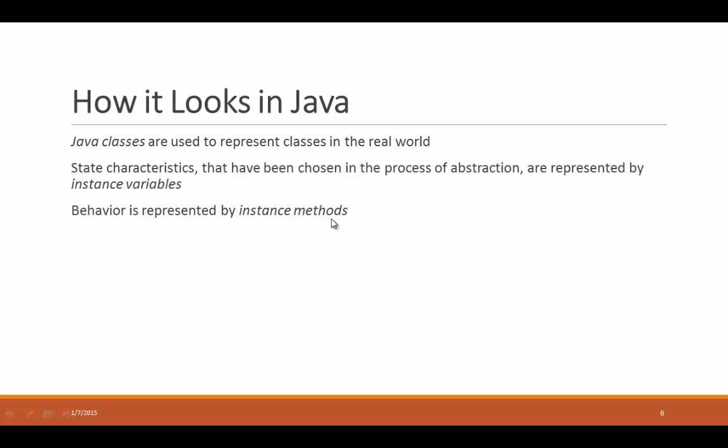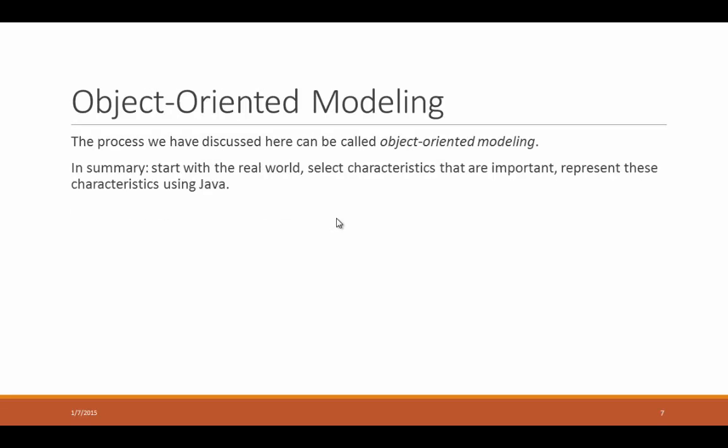Now, behavior is represented by instance methods. So we have a very conscious mapping, if you will, conversion. What we see out there converts to certain things in the Java class. This is a process I'm going to call object-oriented modeling. A lot of other names for it. Summary: we start with the real world, we select characteristics that are important, we represent these in Java. And now we have created a model of the world in Java, a computer model.